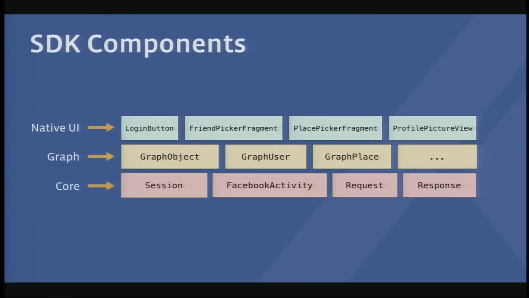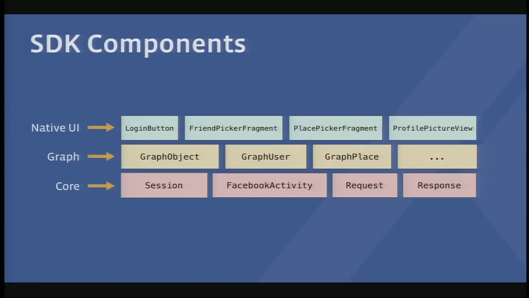Now that data, at this request-response level, is JSON-style data. And this next layer, the graph layer, is a facade on top of that, really a strongly typed facade that provides structure to what comes back from a response or what gets sent in from a request. A graph user object, for instance, encapsulates the notion of a Facebook user, a graph place, a Facebook place, et cetera.